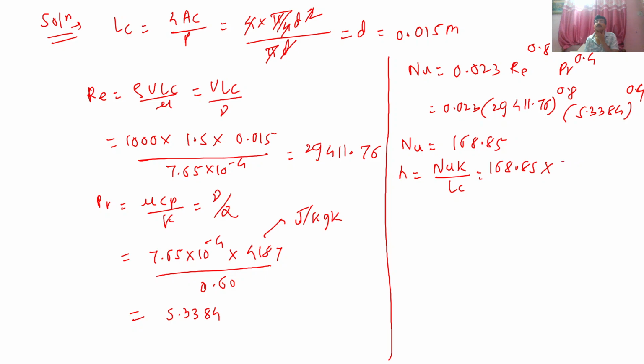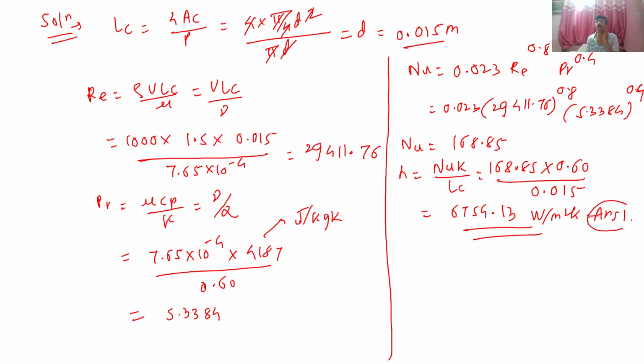K value is 0.60, given. You see the property. And LC is how much? LC is given as calculated, 0.015. Look at here. If I put the values, I will get the value of h as 6754.13 watt per meter square Kelvin. So I think this is what is asked, so it becomes answer number 1.